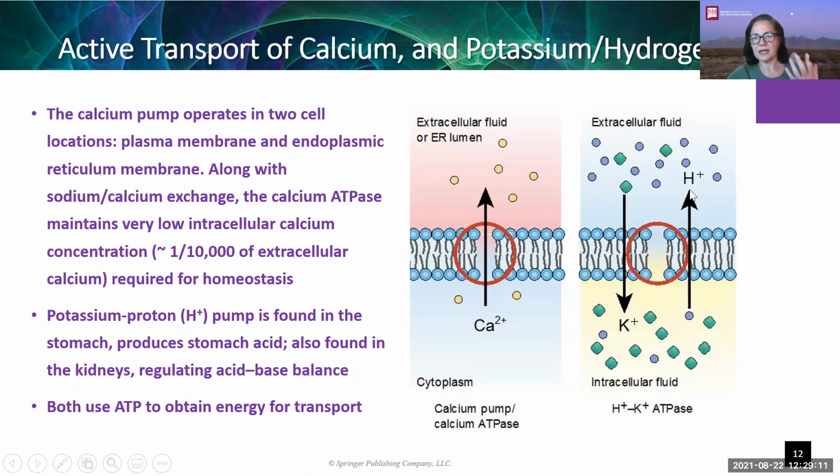Hydrogen, an atom of hydrogen is 1 proton and 1 electron. So if you remove the electron, you just have 1 proton. So sometimes you'll see this called hydrogen ions, and sometimes you'll see it called protons. It's the same thing. All right, so hydrogen ions being pumped from one side of the membrane to the other. This happens, for example, in the stomach to produce stomach acid. And there are medications, PPIs, proton pump inhibitors that interfere with the pumping of those hydrogen ions across the membrane. Amazing.